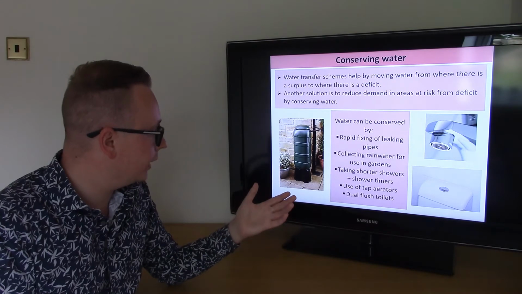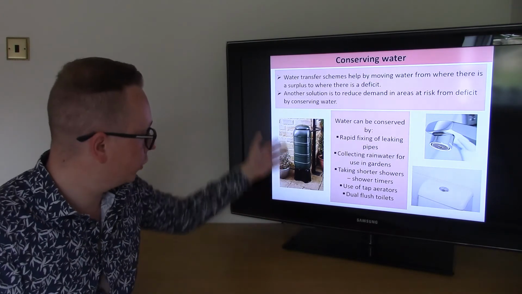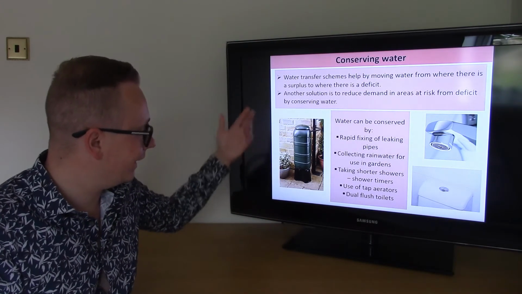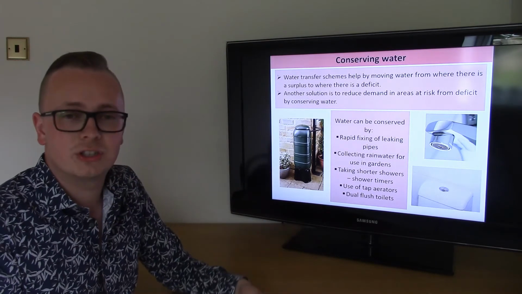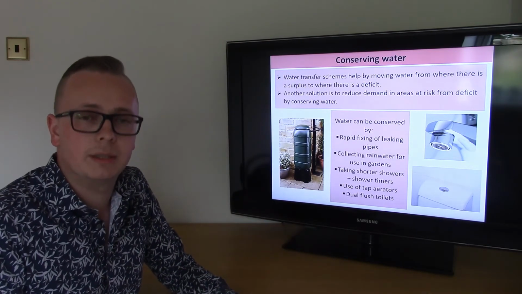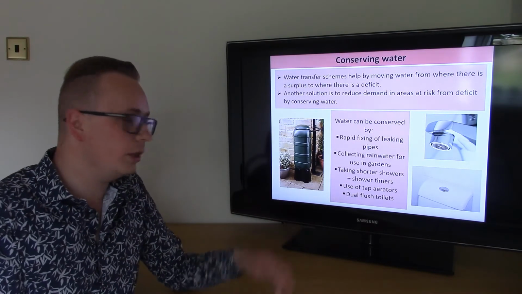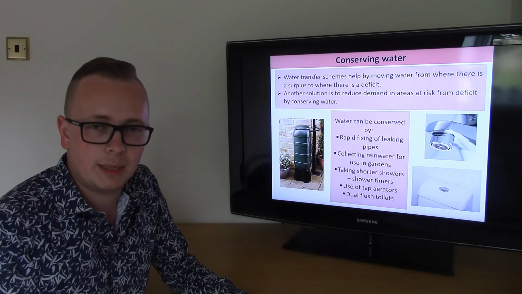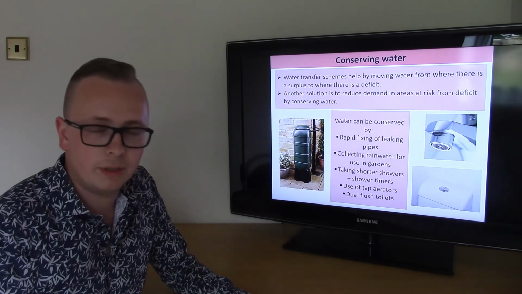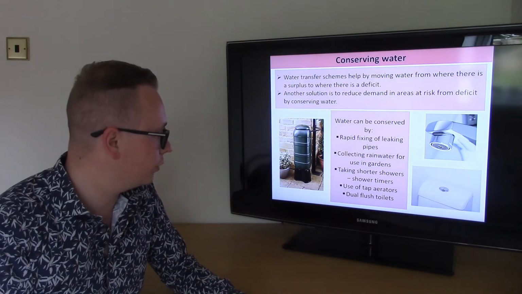Collect rainwater in gardens. Many of you may have got water butts like this in your gardens. By collecting that rainwater and using that for your gardens instead of using a hose pipe on the mains supply, you can save water there. Taking shorter showers, perhaps, if needed, using a shower timer to monitor the time you're spending in the shower. Very heavy usage of water in the showers.